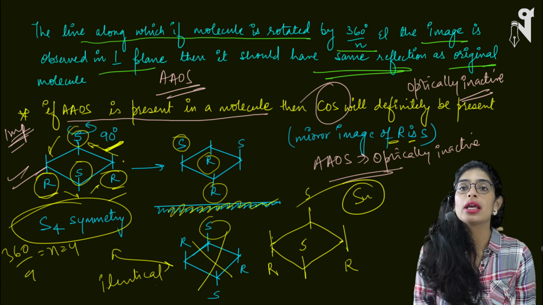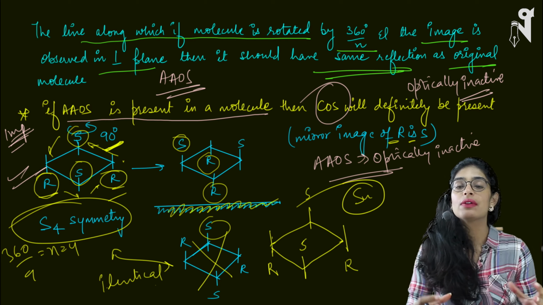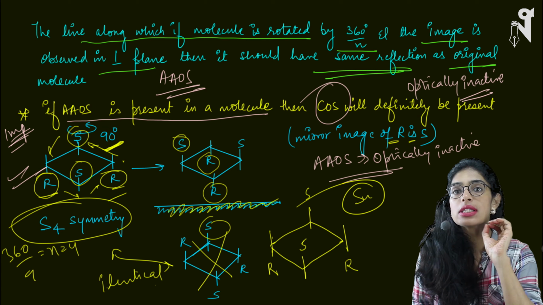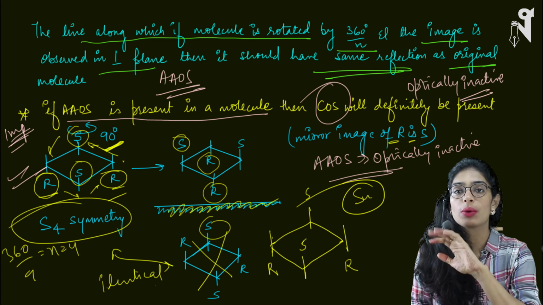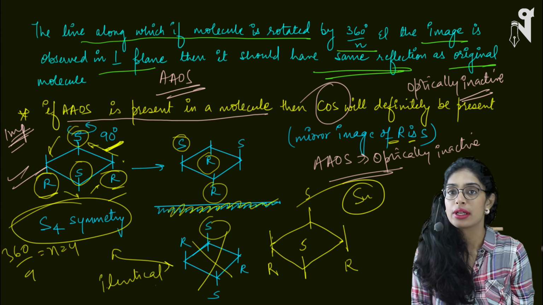So this AAOS is important not to calculate the symmetry but to see if a compound has been given with AAOS. If they mention this compound has AAOS, now tell whether this compound is optically active or not. What will you clearly say? No, it's optically inactive. Why? Because it must have a COS present in it.